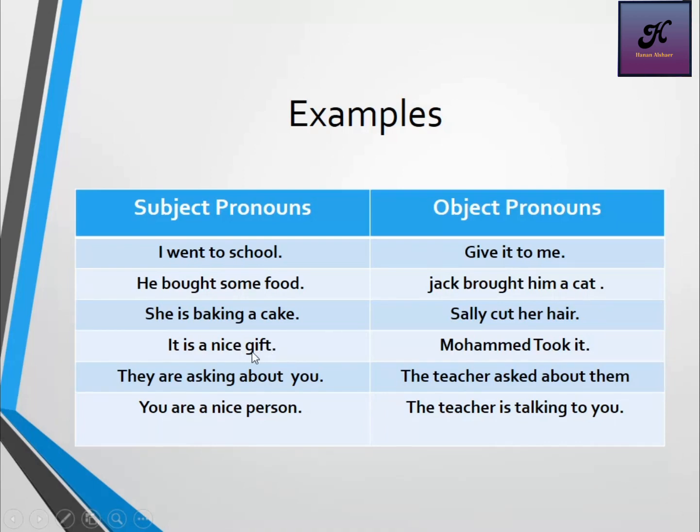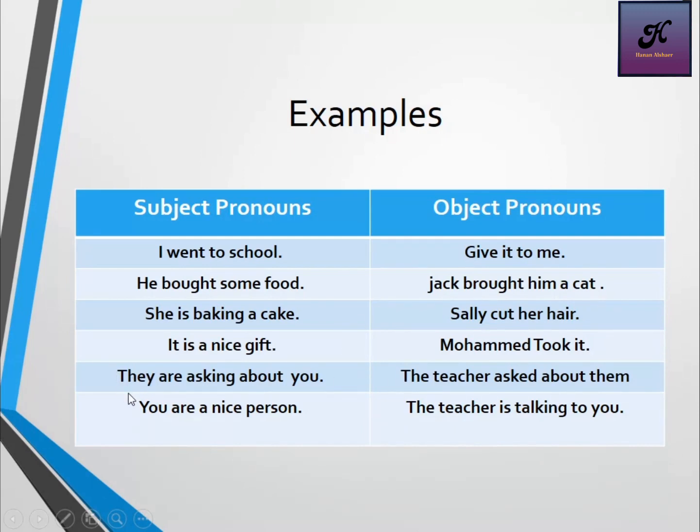It is a nice gift. Now, what is the thing that I'm talking about? I'm talking about the gift. So is the verb, and before the verb we have it. So it here is the subject. Muhammad took it. Took what? He took maybe the book, he took the cat, he took something. So it here can come as object and it can come as subject. You see, I didn't change it. So it here is a king also. It can come with both pronouns, subject and object. Okay, I want you to notice that.